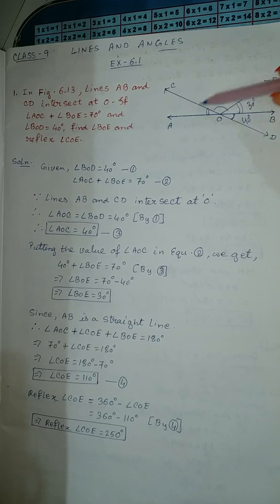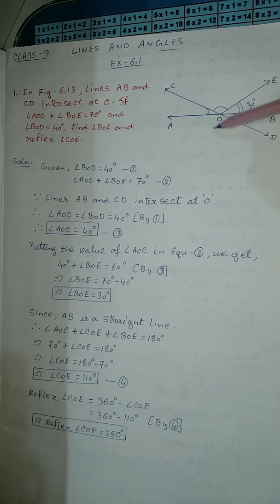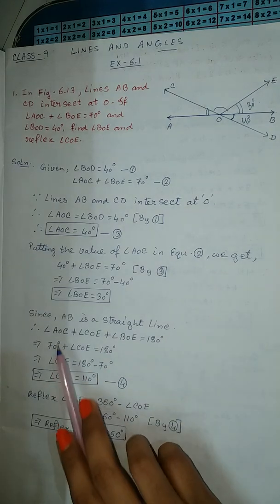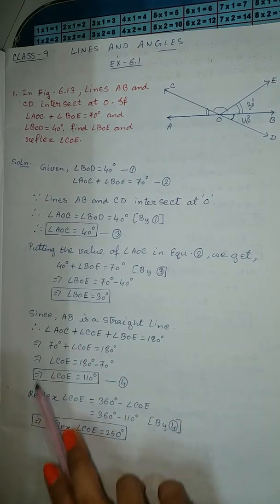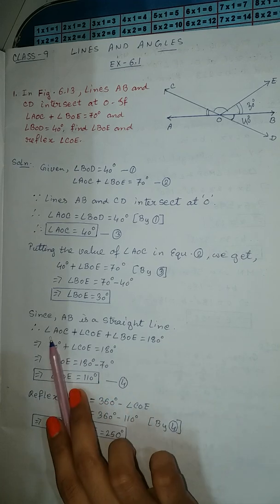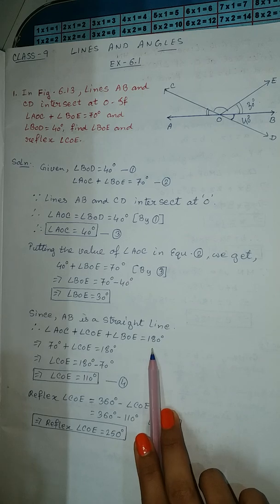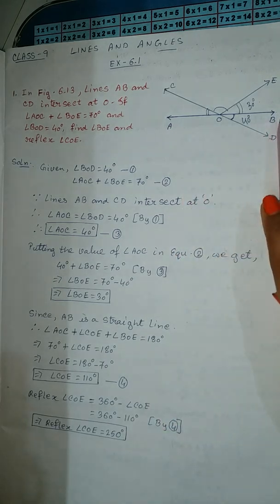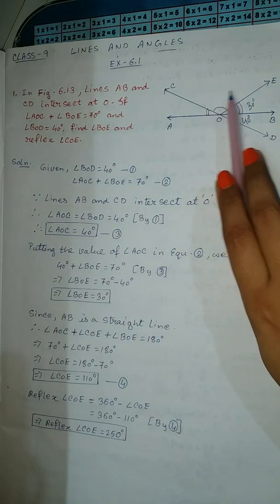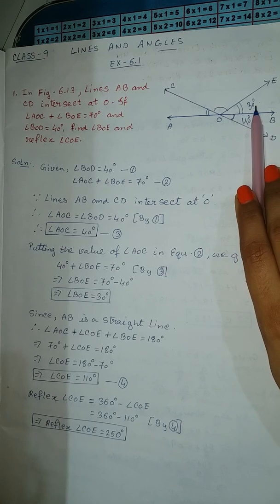Okay, so for a circle, we know what is the total angle? It is 360 degree. So if we subtract the value of angle COE from 360, we will get the remaining reflex COE. Okay, so since AB is a straight line, angle AOC plus COE plus BOE is equal to 180 degree. So AB is a straight line. So the sum of these three angles is 180, right?